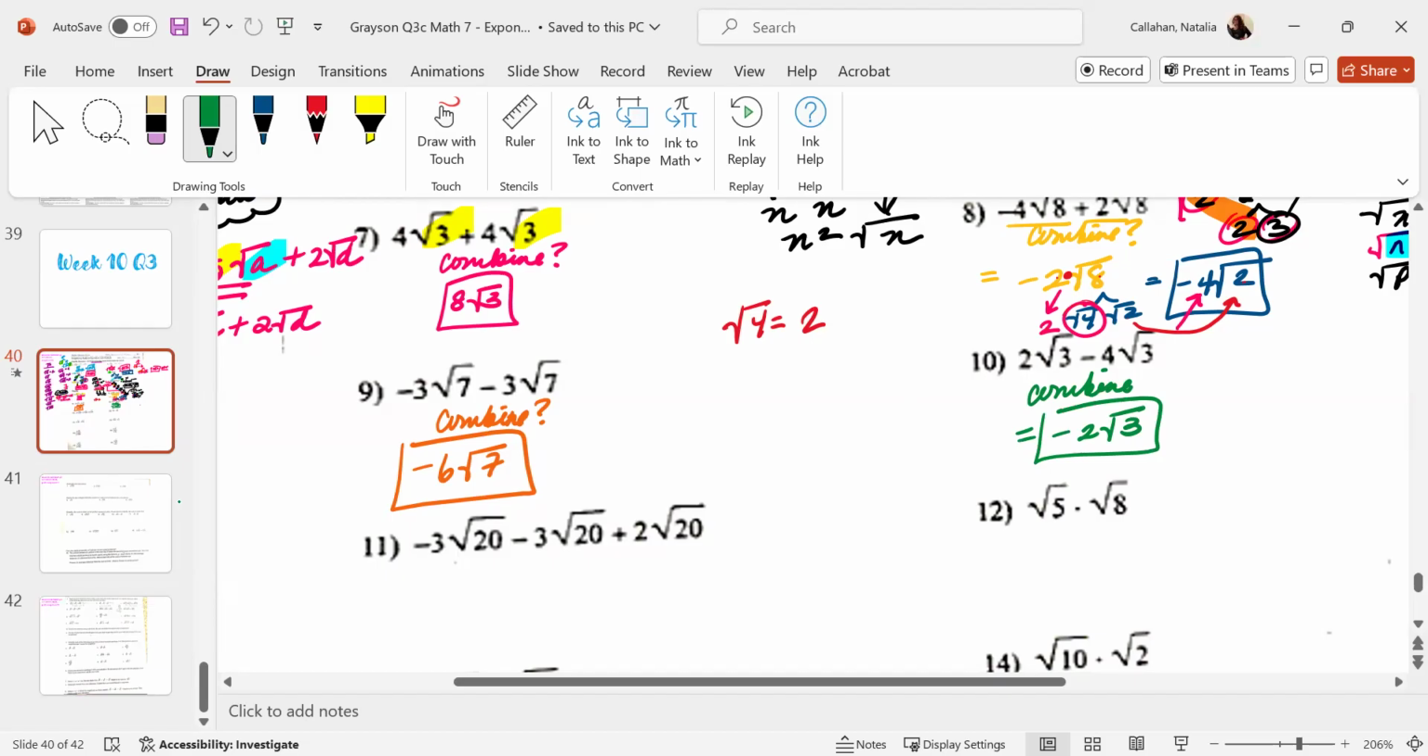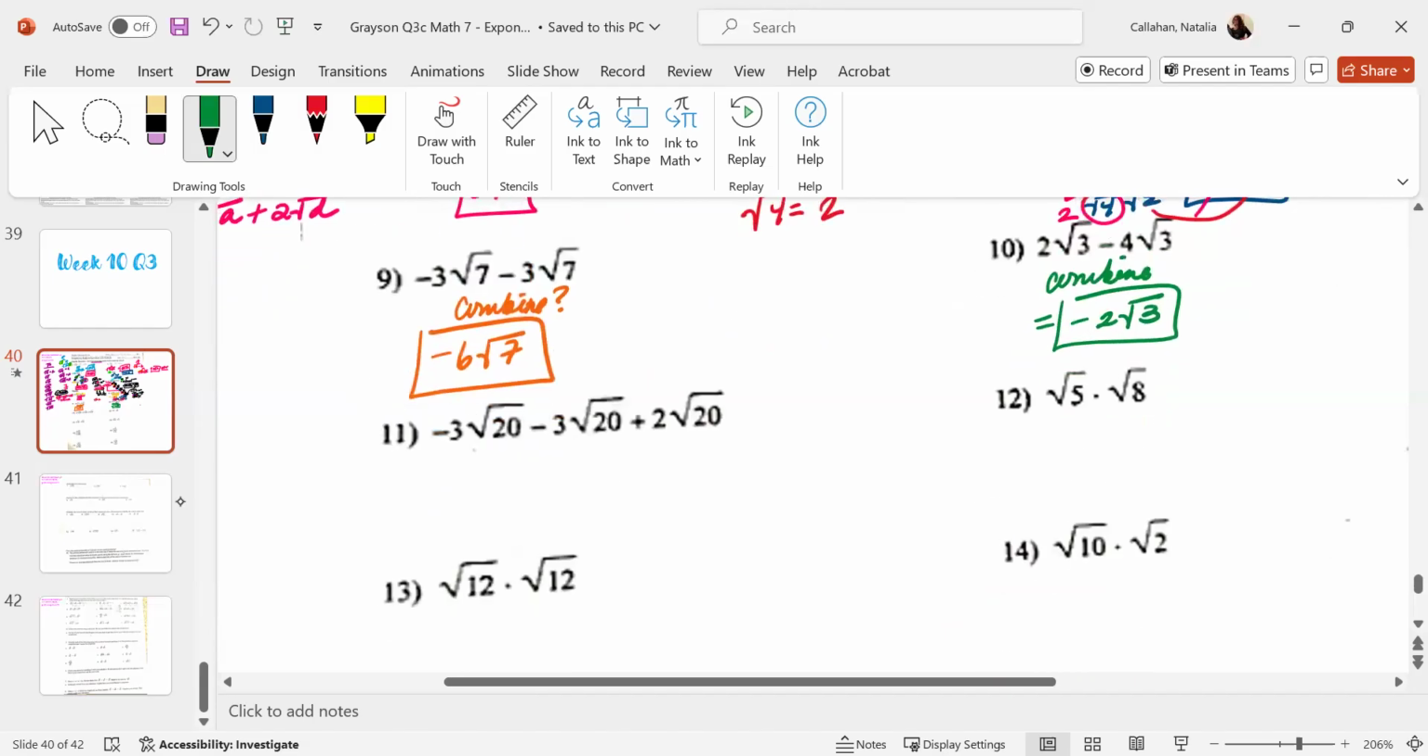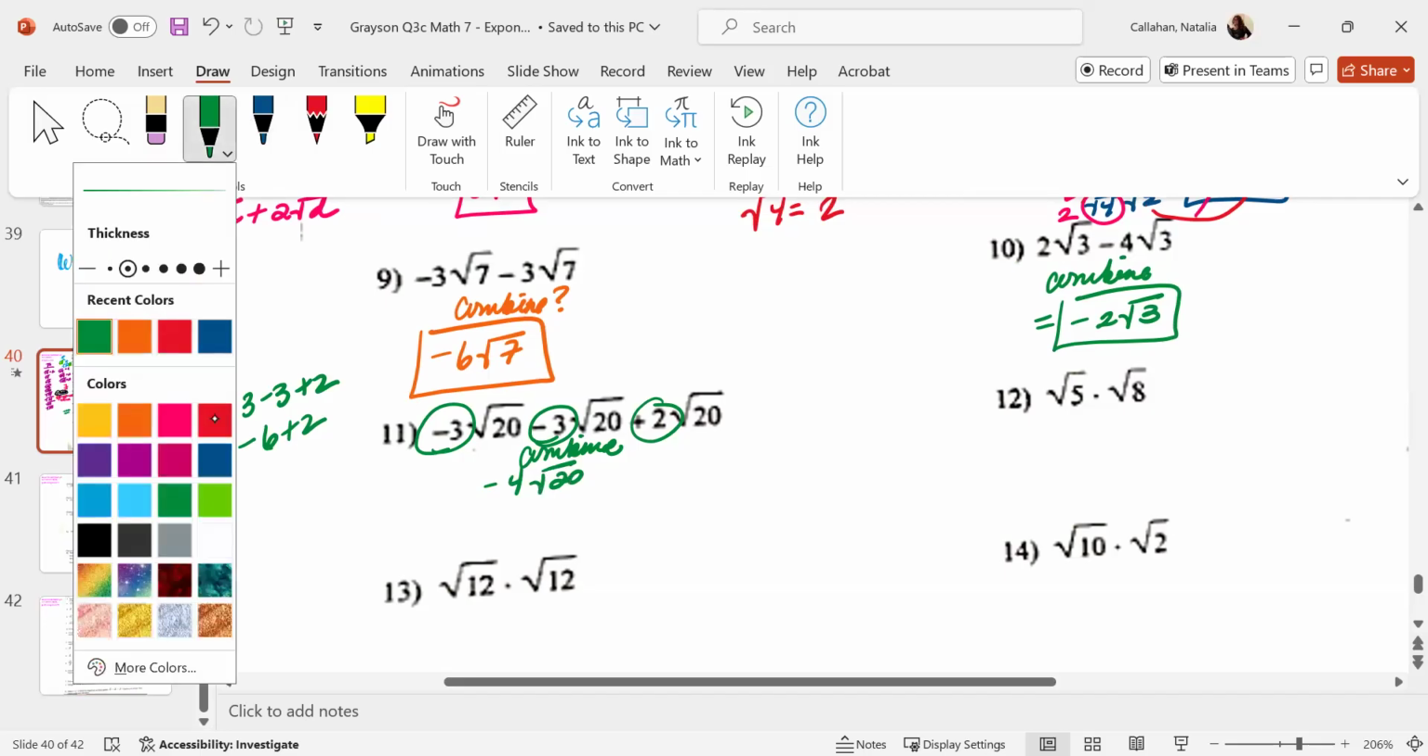Can you simplify the square root? Okay. Number 11. What's inside the square root? 20. Can you simplify that? Yes. Let's simplify at the very end. Can you combine it? Yes. Okay, what are we going to combine? -3, -3, +2. If you're not sure, just do -3 minus 3 plus 2. Just write it on the side. Good. -4 square root 20. Can I simplify the square root? What can I break it down to? Break it down. Good.